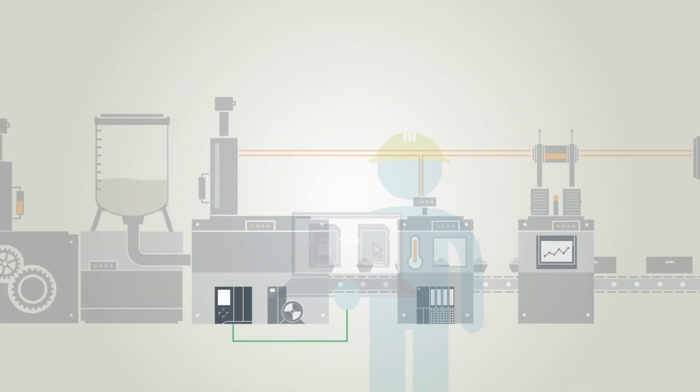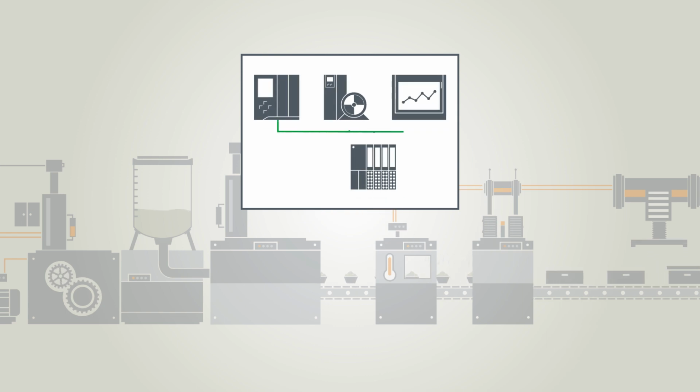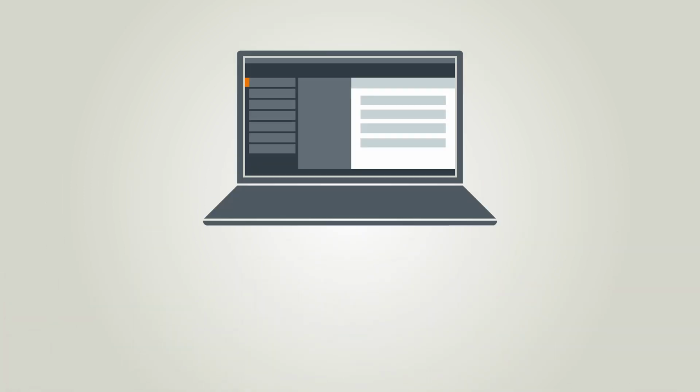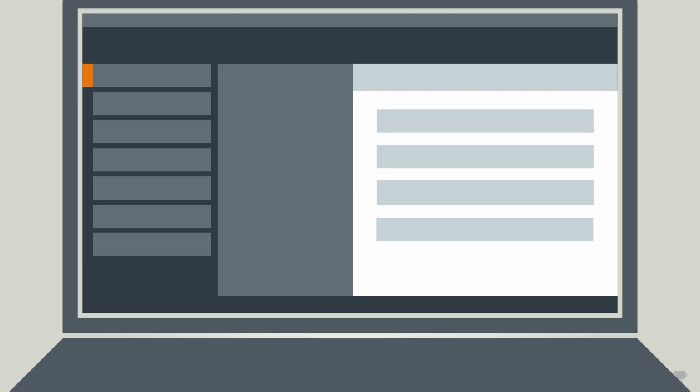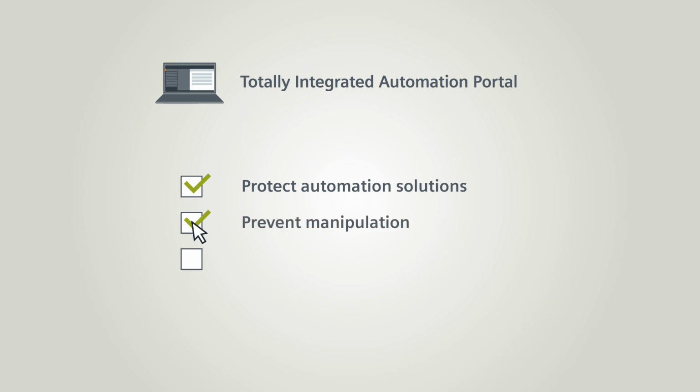The TIA portal supports your system by enhancing security within an automation cell. Let's take a look at this in the TIA portal. The TIA portal allows you to securely protect your automation solution from third-party access, prevent manipulation by unauthorized persons, safeguard your company's know-how.